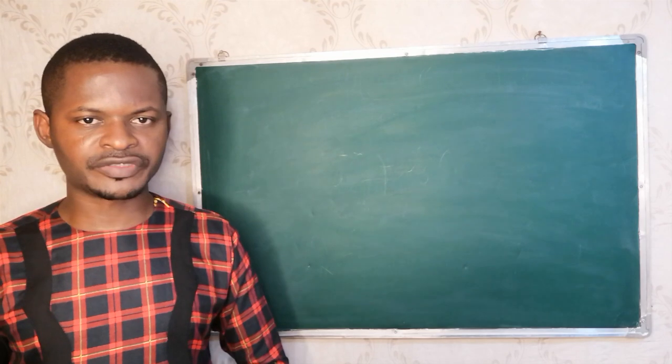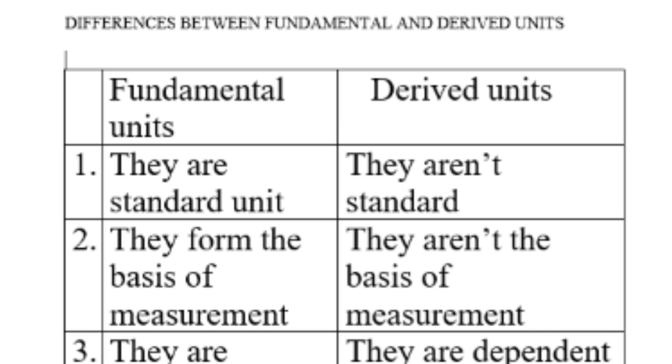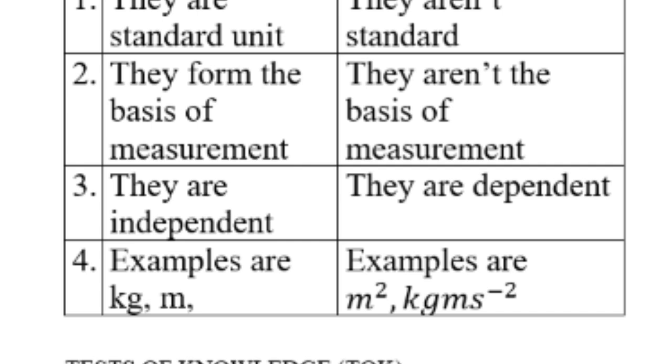Now let's look at the differences between fundamental units and derived units. Just like we talked about fundamental quantities and derived quantities, number one, fundamental units are standard units, while derived units are not standard units. Fundamental units form the basis of measurements, while derived units do not form the basis of measurements. Fundamental units are independent, while derived units are dependent. Examples of fundamental units include kilogram, meters, Kelvin, and so on, while examples of derived units include meter squared, meter cube, meters per second, Newton, and so on.